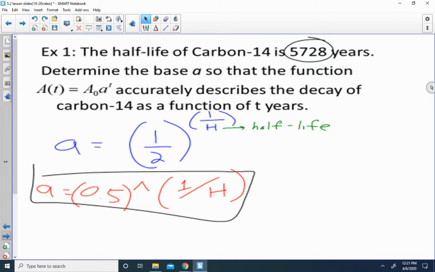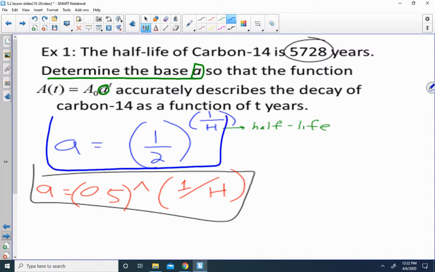So let's say on the Hawks program, you're given this example, that the half-life of carbon-14 is 5728 years. And it's asking you, determine the base a so that this function that we talked about will accurately describe the decay of carbon-14 as a function of t years. So again, the formula for this little base a is you take 1/2 or 0.5 and you raise it to the power of 1 divided by your half-life, which we'll call big H.